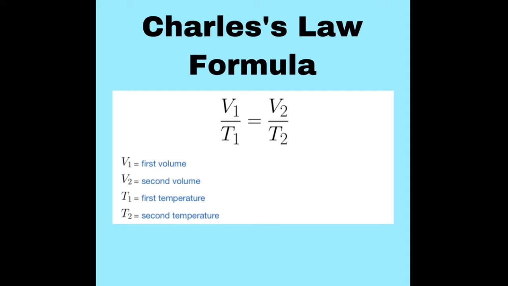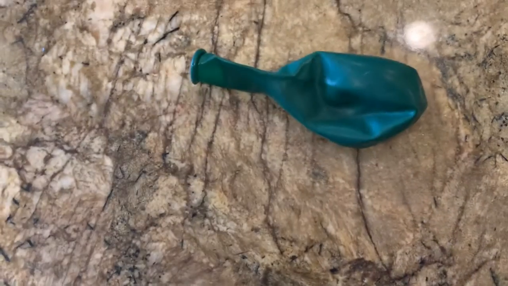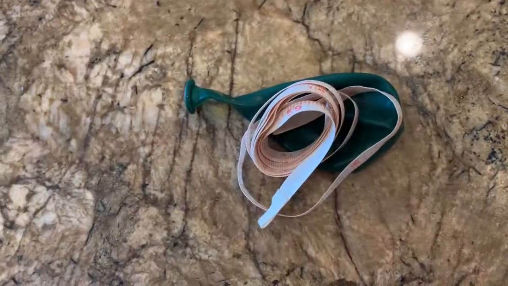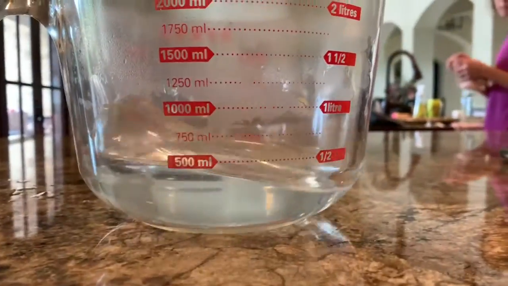The formula for Charles's law is V1 over T1 equals V2 over T2, where V1 equals the first volume that you take, T1 equals the first temperature that you take, V2 is the second volume that you take, and T2 is the second temperature that you take. For your materials, you'll need a balloon, a measuring tape, a freezer, and 500 milliliters of boiling hot water.